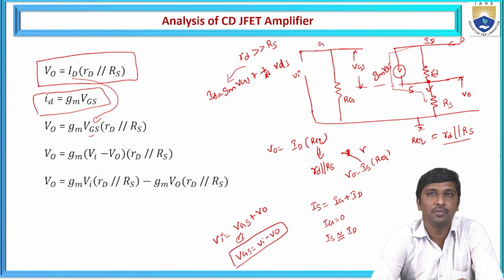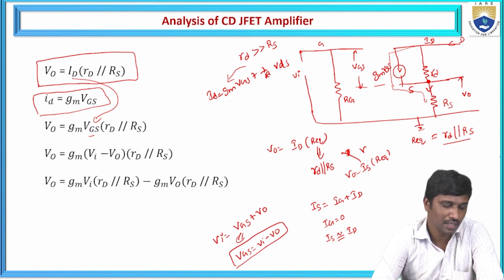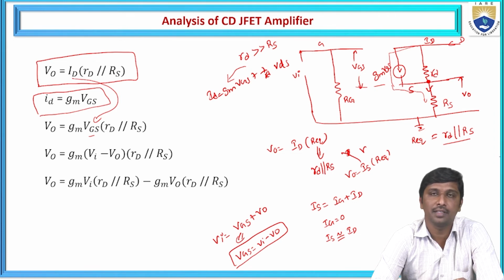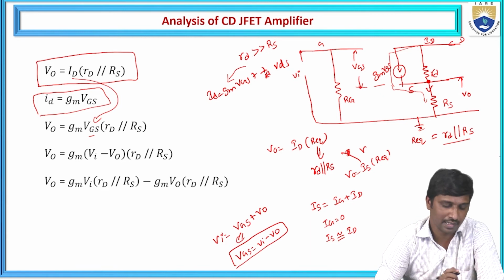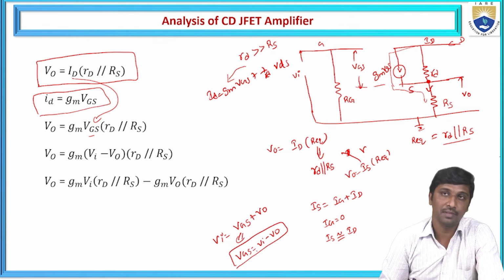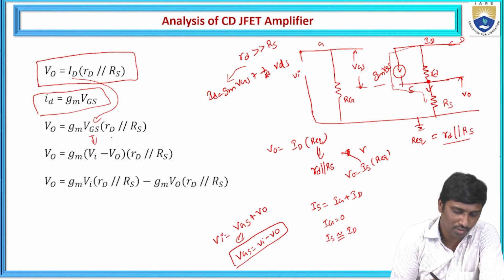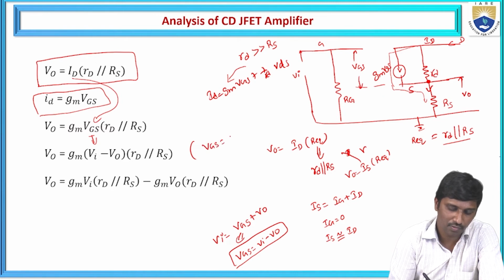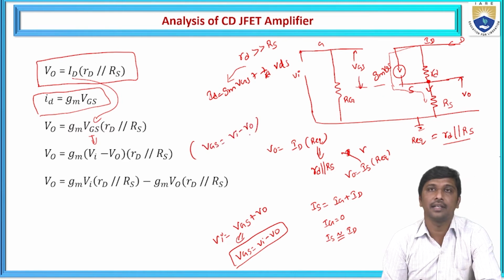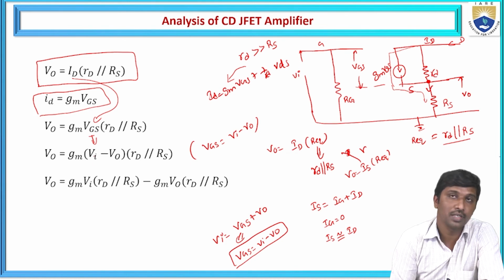If you are going to define the voltage gain, generally we know that the voltage gain is in terms of output voltage and input voltage. Hence, all the unknown parameters I am going to convert in terms of only the input voltage and the output voltage. So from this circuit, we observe that VGS is the difference between the input voltage and output voltage. Hence, I am going to substitute VGS as the difference between Vi and V0.